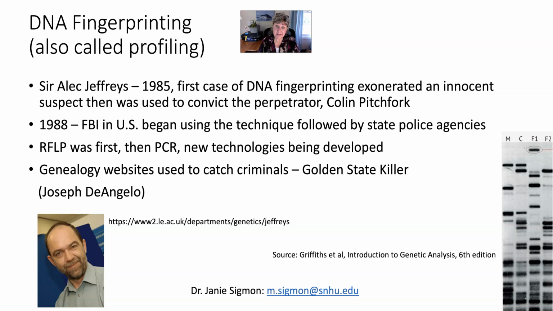The latest thing that has been happening with DNA in criminal cases is the use of genealogy websites to catch perpetrators. One of the most famous ones caught so far is the Golden State Killer, Joseph DeAngelo, who was active in the 70s over into the 80s, I do believe. But he has now been arrested. Oh, he hasn't gone to trial yet.